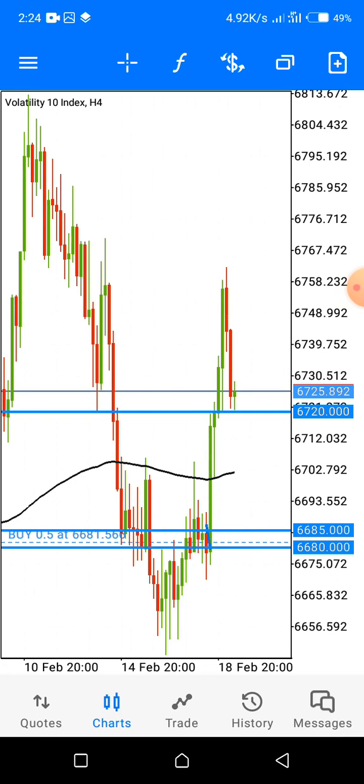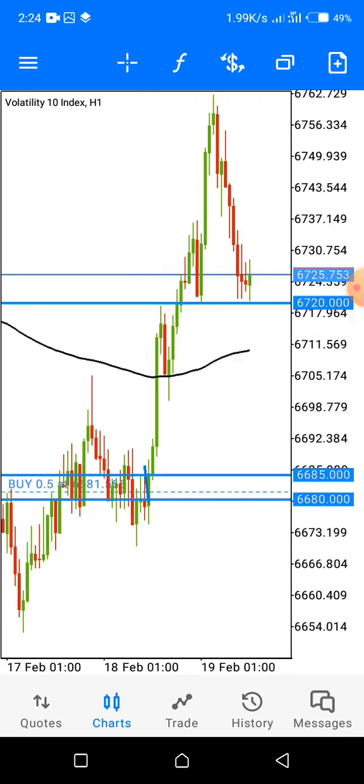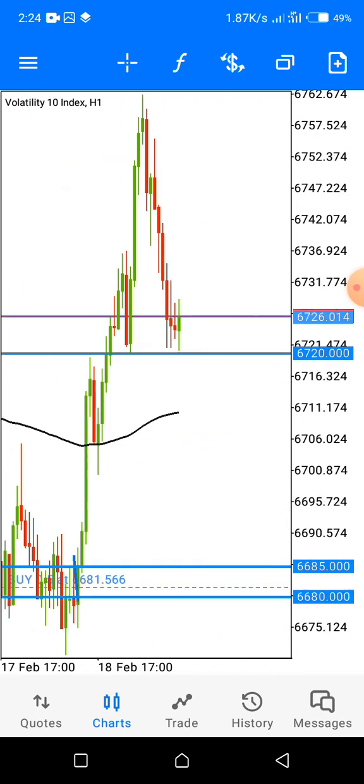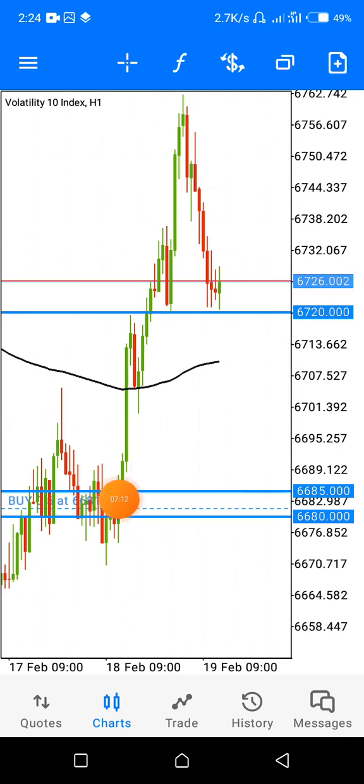So this is my H4. Let's get down to H1. As you can see, everything is the same, but this is where I entered the market. You see what I told you before about the psychological level, where the market bounced. Are you seeing it in this new window now? I knew the market was going to bounce on this psychological level.